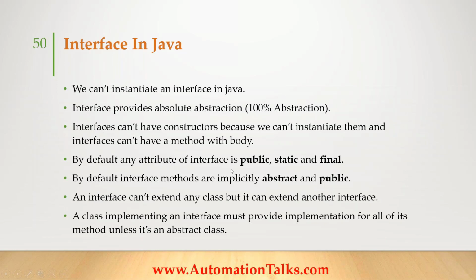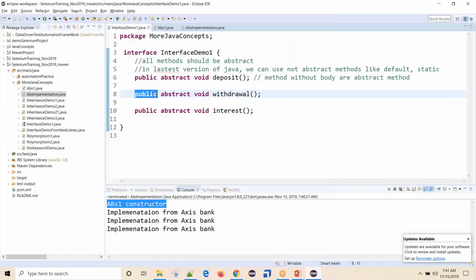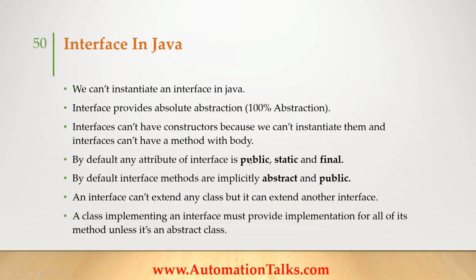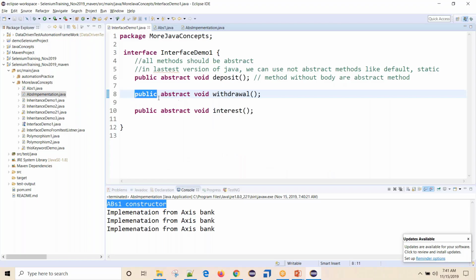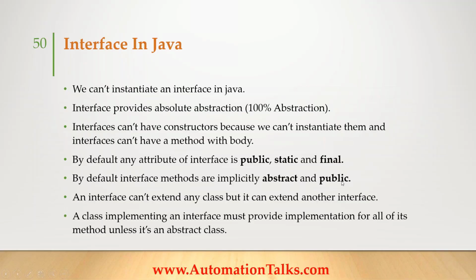By default, any attribute in an interface is public static final. Even if I don't write public, it does not matter. By default the interface methods are abstract and public. Even if I don't write public and abstract, if I simply write void withdrawal, it will work because by default they are abstract and public. An interface can't extend any class, but it can extend another interface.